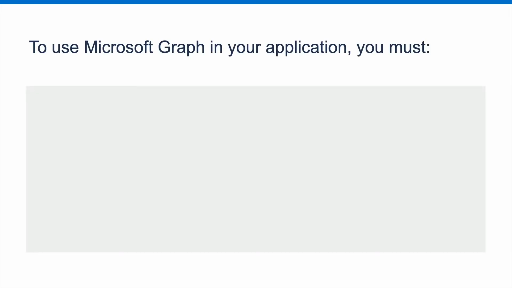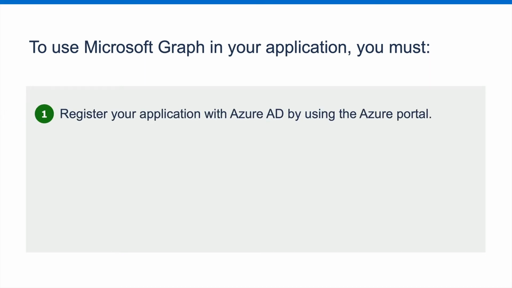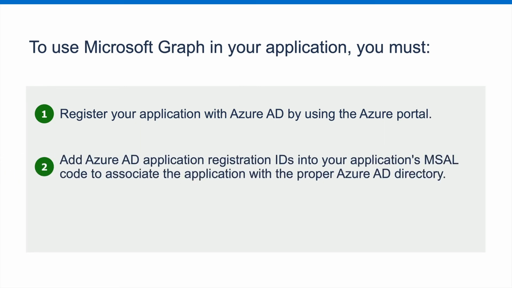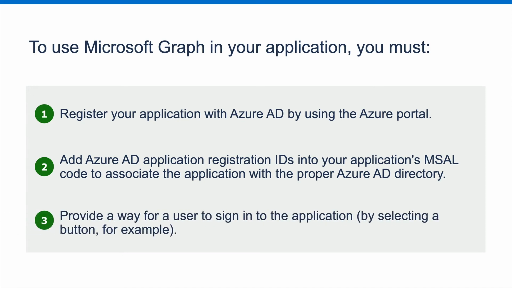There's a process we're going to go through to make all of this possible. To use Microsoft Graph in your application, here are three key things you need to do. First, you need to register your application with Azure Active Directory by using the Azure portal, or you can use the Azure CLI, command line interface. We'll be using the portal in one of the exercises coming up. Number 2, once we've registered our application, we need to add the application registration IDs into our application's MSAL, the Microsoft Authentication Library code, to associate the application with the proper Azure AD directory. And finally, number 3, we need to provide a way for a user to sign into the application by selecting a button, for example, and then they need to consent to allow us to access whatever data we'd like to get to.